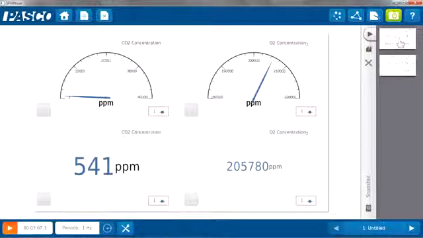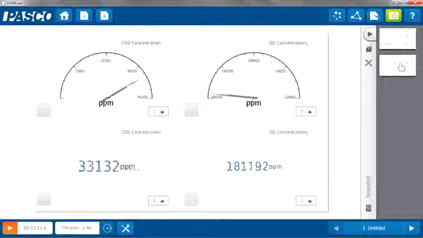They can also do a similar comparison for oxygen. Initially starting out at 205,780 parts per million, you can see the needle go down, and that concentration of oxygen was less in their exhaled air, only 181,192 parts per million.